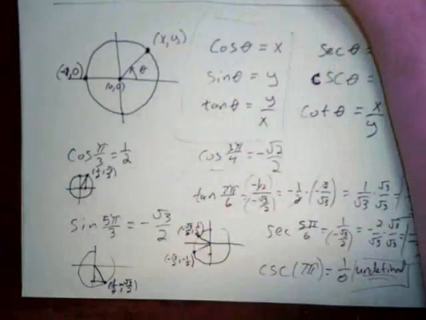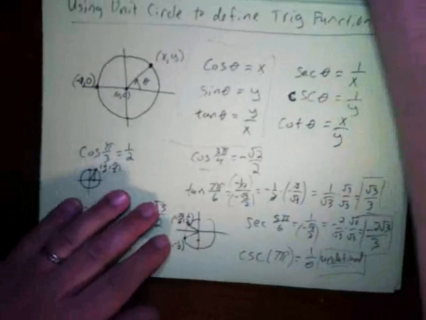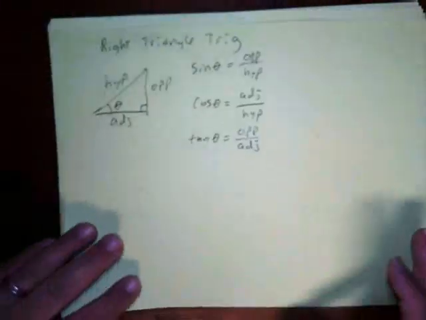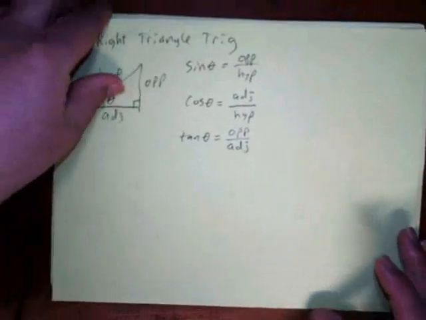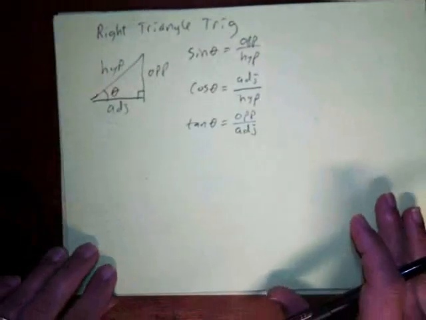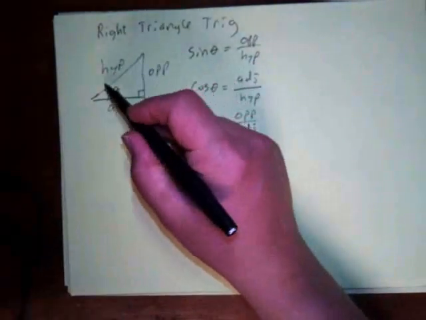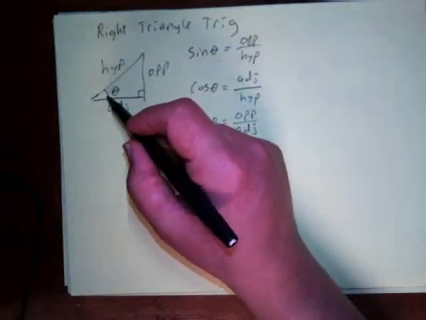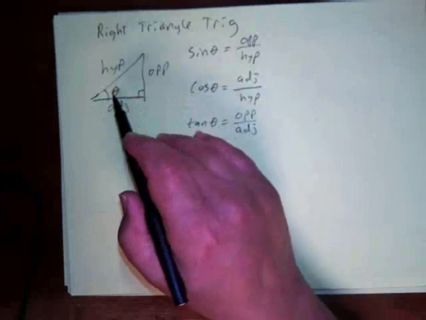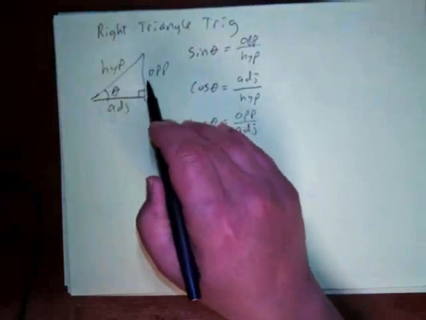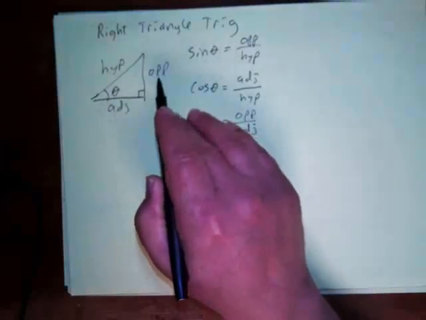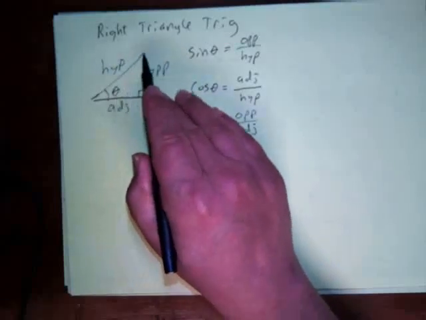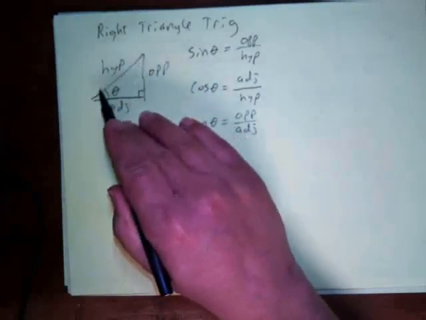I want to show you one last thing here, and that is, when you first learned trig, you probably learned this definition. This is right triangle trig, where you have a right triangle and an angle in your right triangle. Once you determine the angle you're interested in, the side opposite that is known as the opposite side. This is the adjacent side, and the long side opposite the right angle is the hypotenuse.